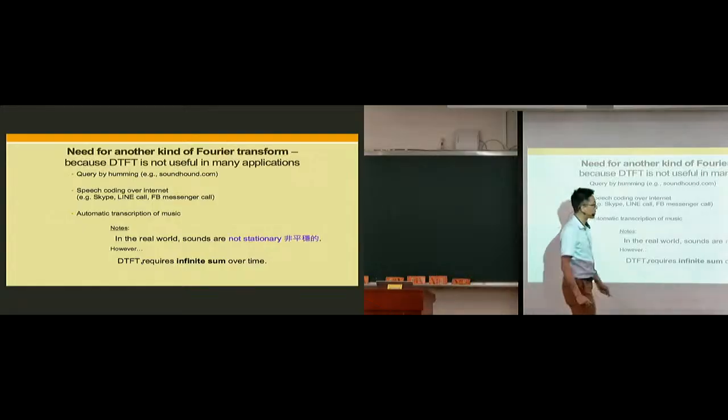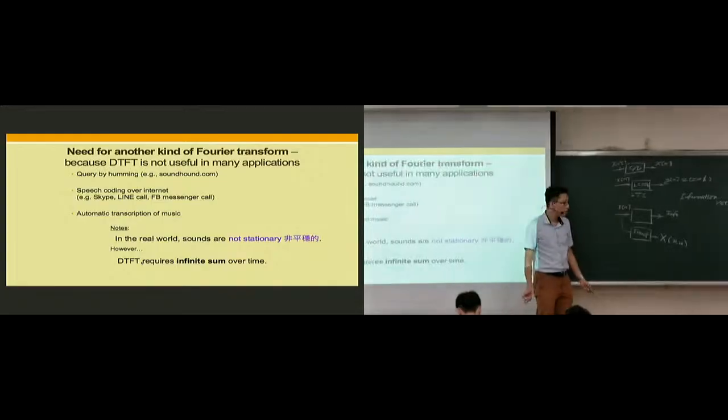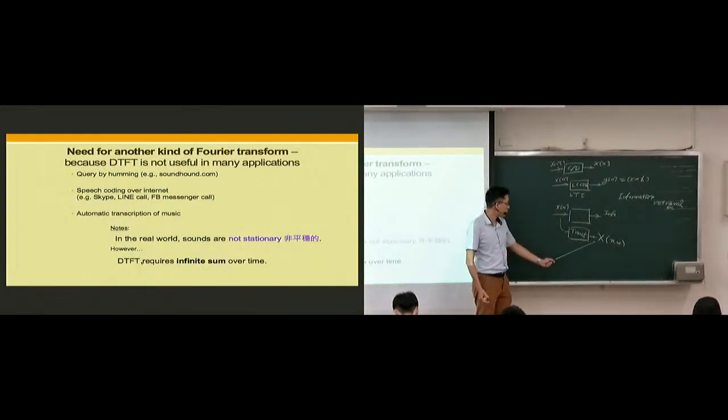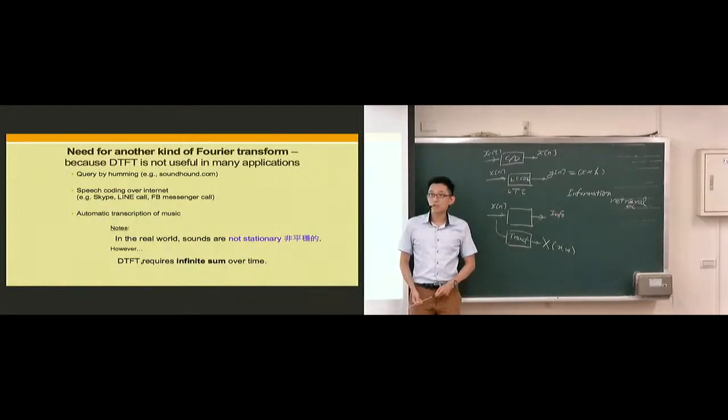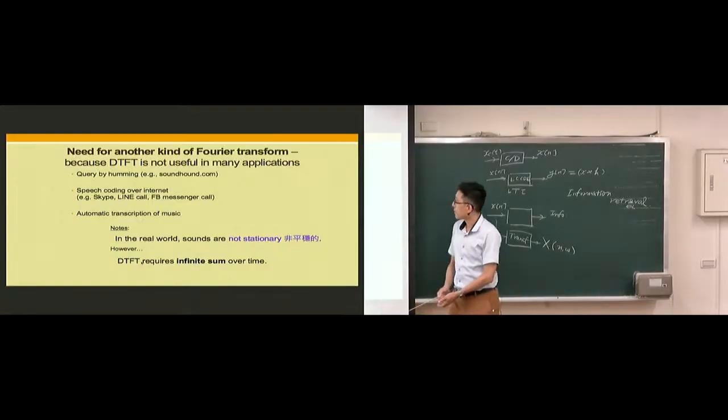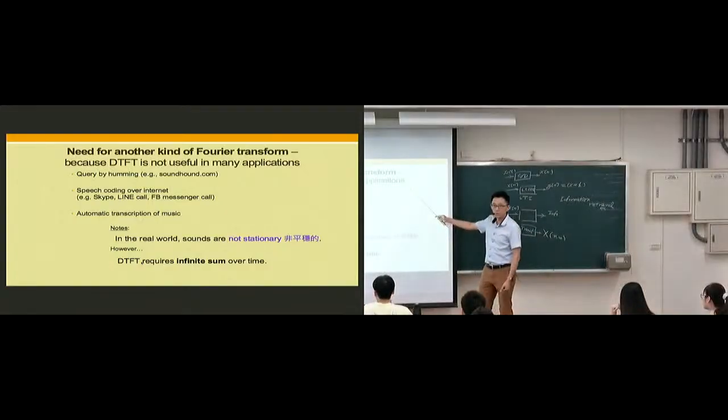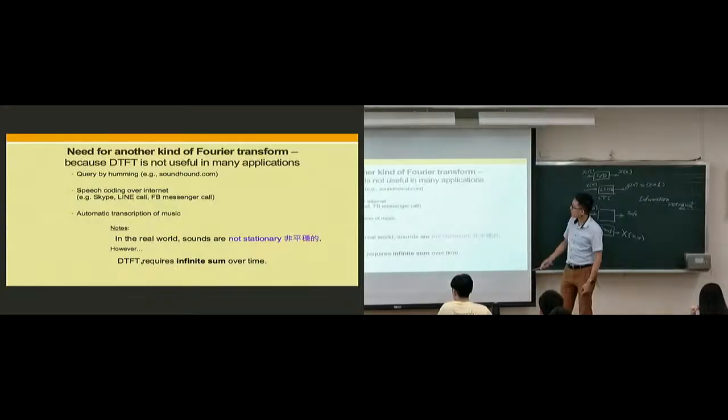Information retrieval is singing into your phone, which connects to the network, to their server, and after transformation, you send it to their server and they return information to you. So it's a very good application of signal processing. But I claim that the DTFT is not that useful.